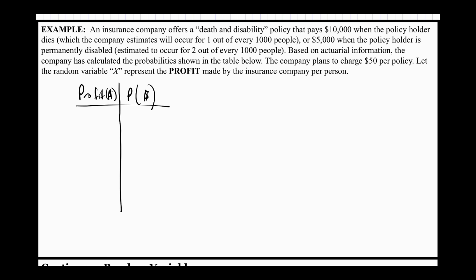Yes. So then why does it say 1 out of every 1,000 people? Oh, that's the probability that happens. So if you die and you have this policy, they'll give you $10,000. But that's the probability that goes with it. What are the chances that someone's going to die? 1 out of 1,000. Okay.